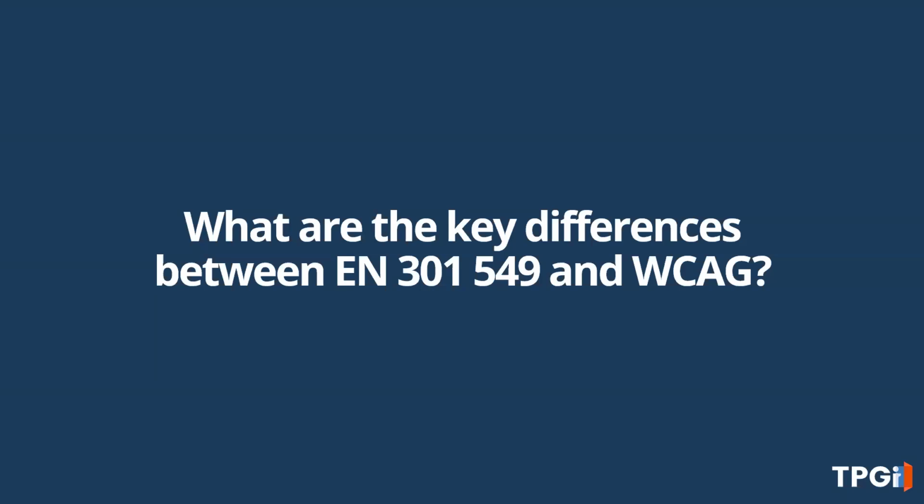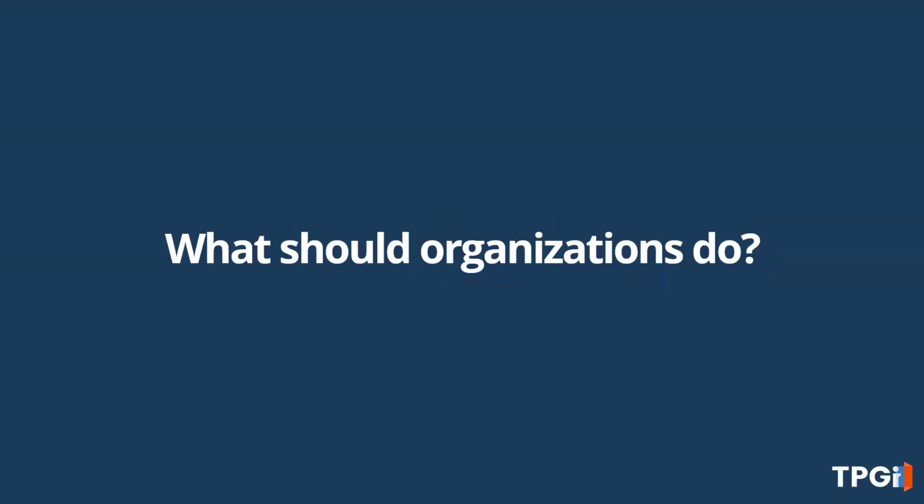So what should organizations do? For most organizations, the message is clear. If you meet WCAG 2.1 AA, you're well on your way to meeting EN 301549's digital content requirements. To stay ahead, proactively adopting WCAG 2.2 will help future-proof compliance.